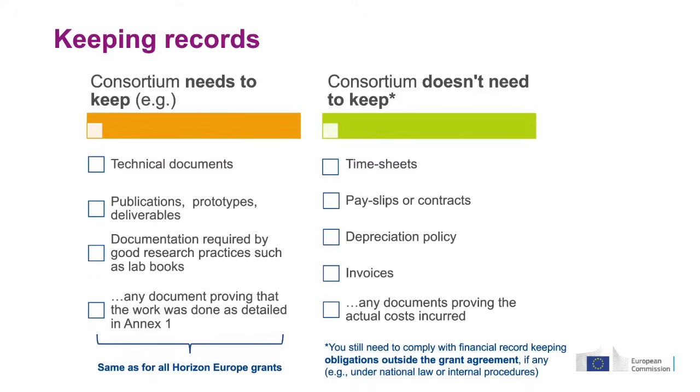But what you don't need to keep is any documentation related to financial reporting or resources, that is the timesheets. They are not needed in lump sum projects. You don't need pay slips. You don't need depreciation documents. You don't need invoices, anything that would be needed to show to the Commission services the actual costs that you have incurred during the project. There's one caveat here at the bottom, and that, of course, this does not mean that you don't have to comply with your internal processes or any national rules that you may have to comply with.